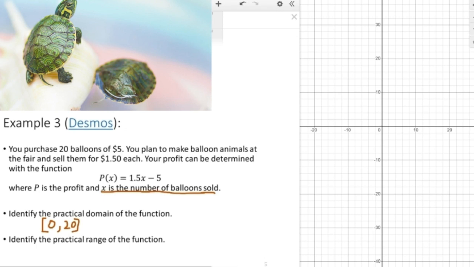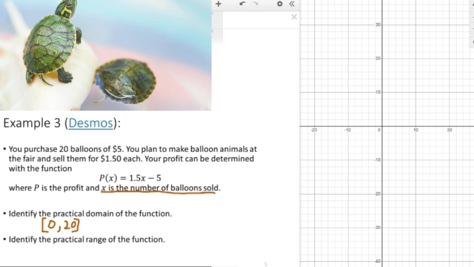Suppose you purchase 20 balloons for $5. You plan to make balloon animals at the fair and sell them for $1.50 each. Your profit can be determined with the function p of x equals 1.5x minus 5, where p is the profit and x is the number of balloons sold. First, we want to identify the practical domain of the function.